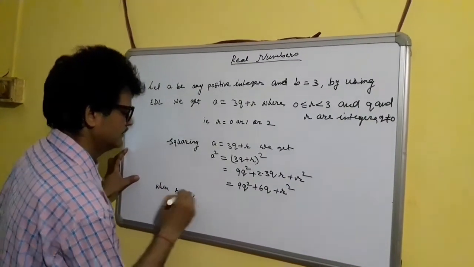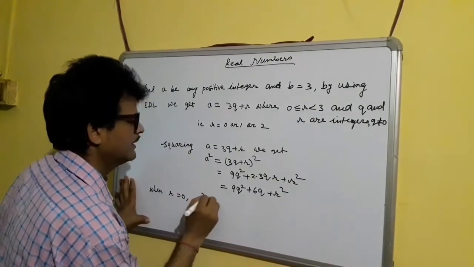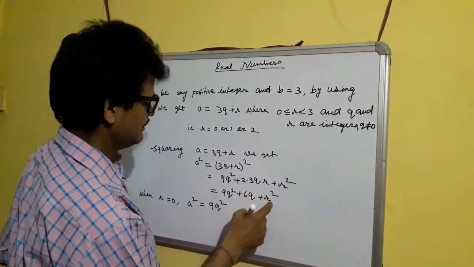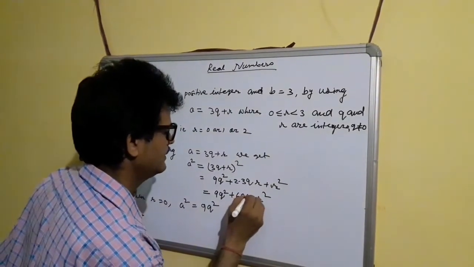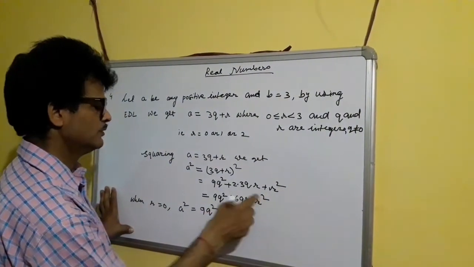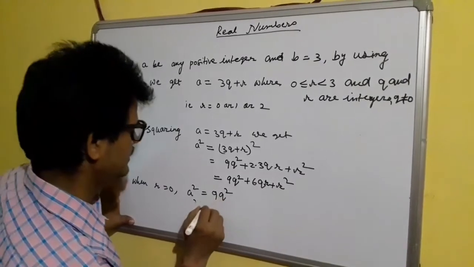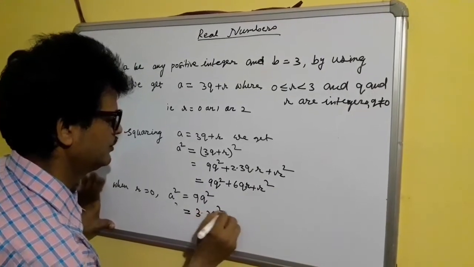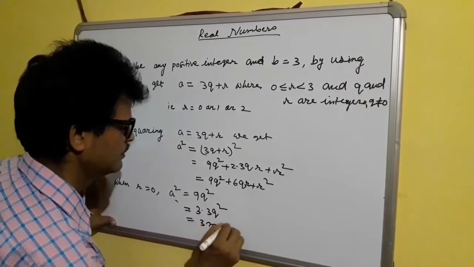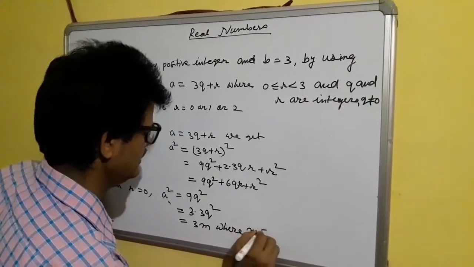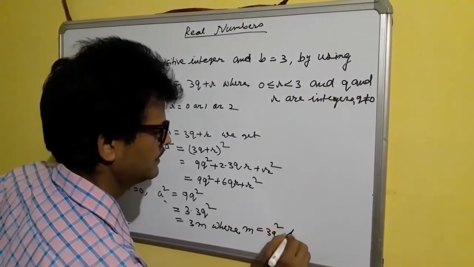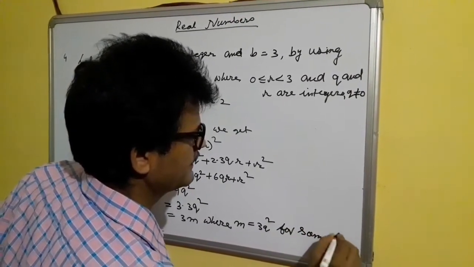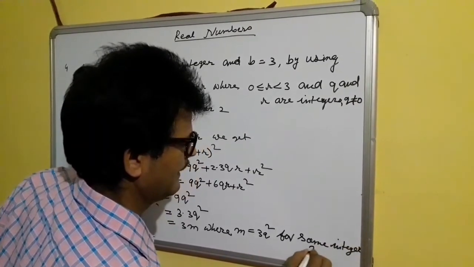So when R is equal to 0, A square is equal to, what do we get? 9Q square, because the two terms 6QR and R square will be 0, so only this is left, which equals 3 into thrice Q square, which is equal to thrice M, where M is equal to thrice Q square for some integer M.